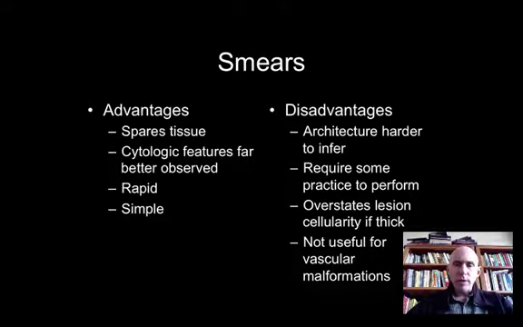There are some foibles with it. If you take too much material, if the smear is too thick, you can overstate cellularity and inject your own set of artifacts. Plus, smears are not very helpful when it comes to vascular malformations. Arteriovenous malformation, for instance, is simply better studied on frozen section. Most things, though, whether they're dural-based or brain parenchymal lesions, really are better on cytologic preparation than when examined in histologic section by frozen section.